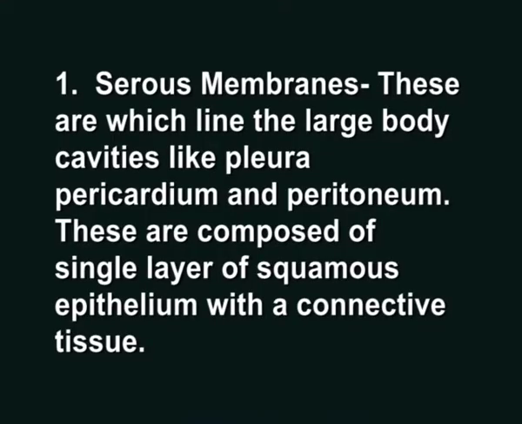The most important of these are serous membranes. These line the large body cavities like the pleura, pericardium and peritoneum. These are composed of a single layer of squamous epithelium with connective tissue. The surface remains moist, and free movement with minimal friction is possible.